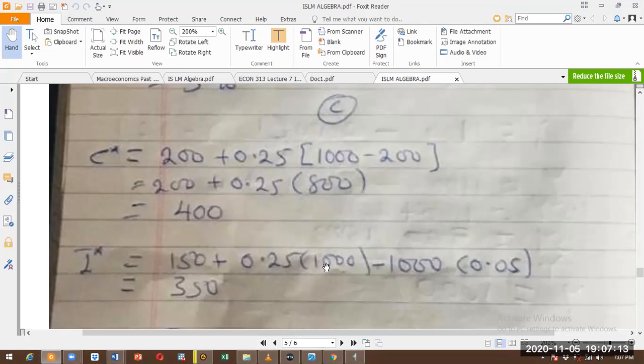And then investment too. This was 0.25y, 1,000 out. You just put them inside. You get your investment. So now we have 350 for investment. So we were to verify. How do we do that? How do we verify? Yes, who can help me with the verification? How do we verify these answers? Is it really correct?